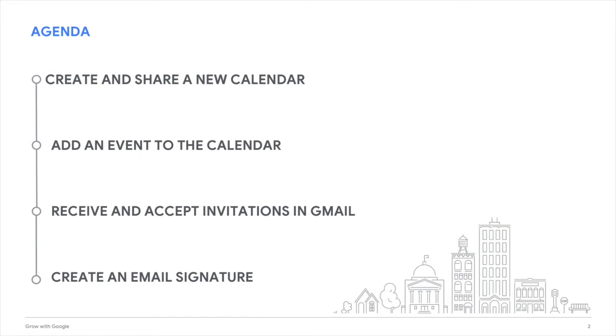So just to briefly go over our agenda, we're going to create and share a new calendar. We're going to add an event to that calendar. And then we're going to move on from calendars to Gmail. We're going to show you how to receive and accept invitations in Gmail. And then finally, how to create an email signature.